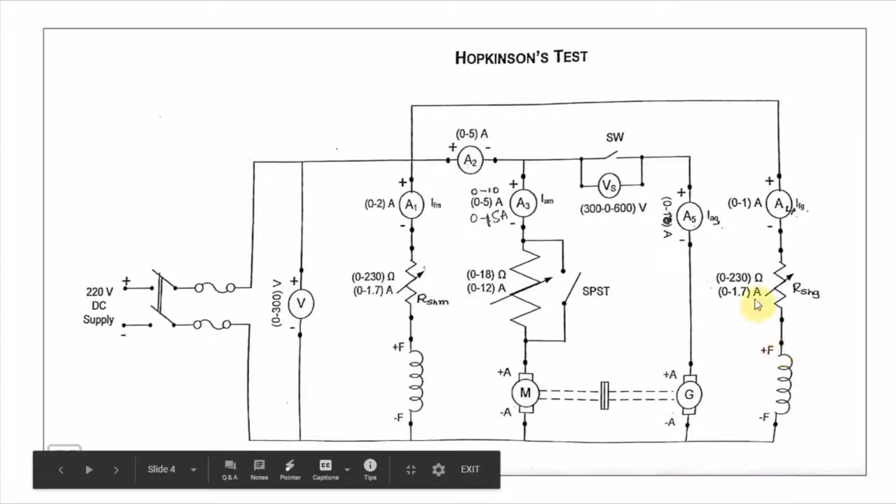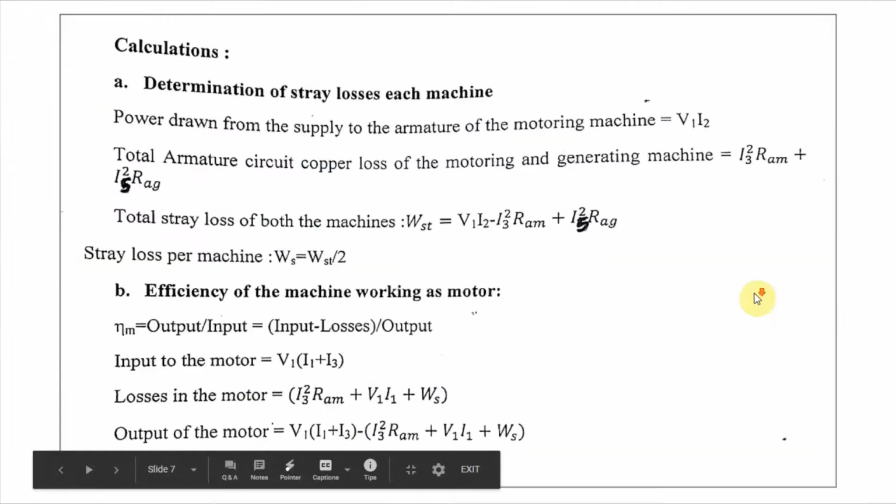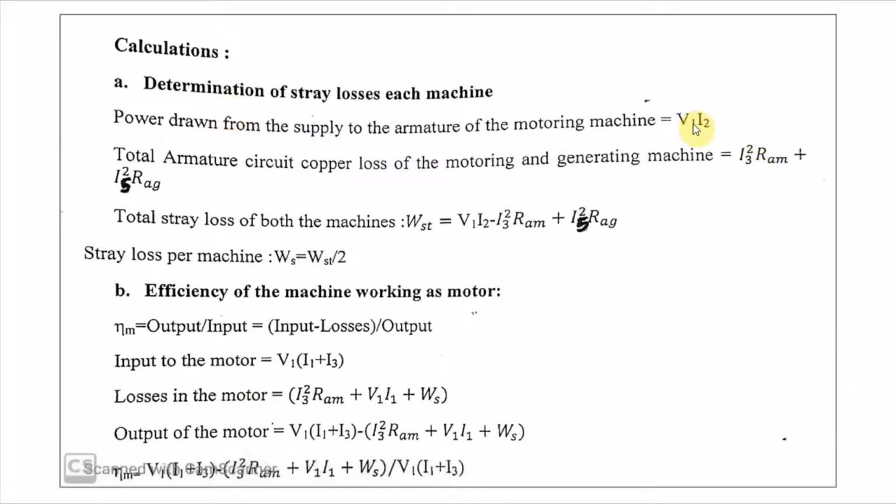Field copper loss will not be included. Okay, so that is the power input. And total armature circuit copper loss will be equal to the square of the armature current into armature resistance plus the square of the armature current into armature resistance. This will include both the motor as well as the generator. So this is the circuit copper loss.